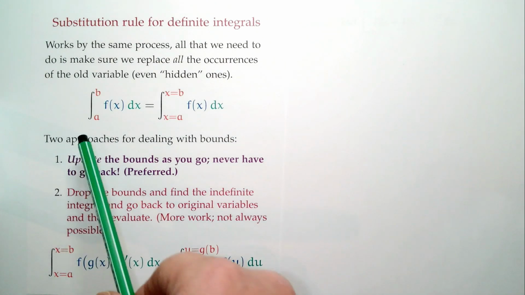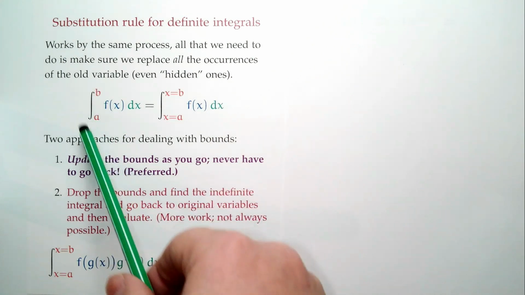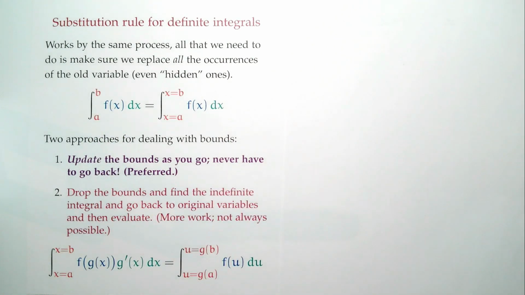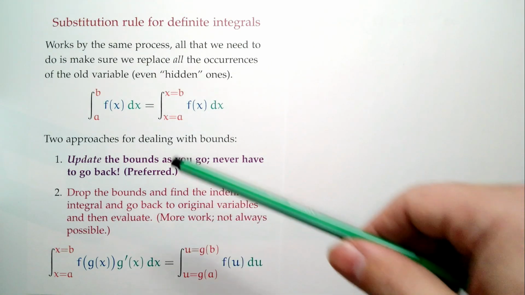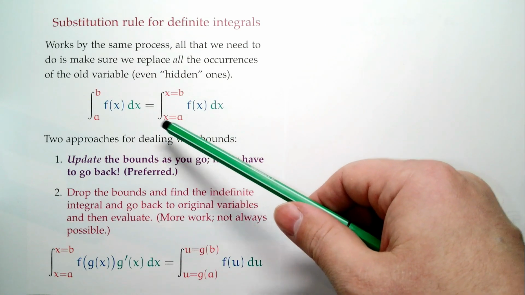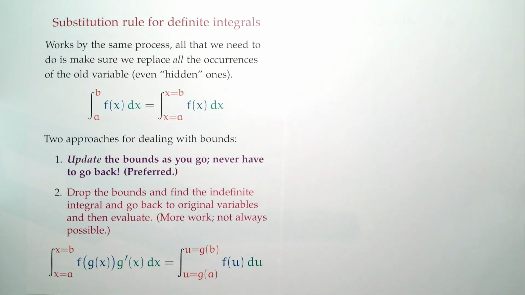So when we talk about our notation here, we say integral from a to b of f of x dx. What we really mean when we say a to b is from our variable x equals a to x equals b. So our bounds are also tied to our variable. So if we introduce a new variable, our bounds have to change to reflect what the new variable is. But that's actually not so bad. It's actually a lot easier than it sounds.